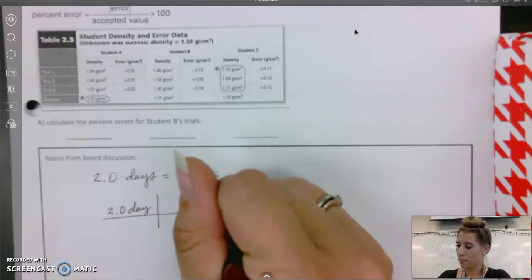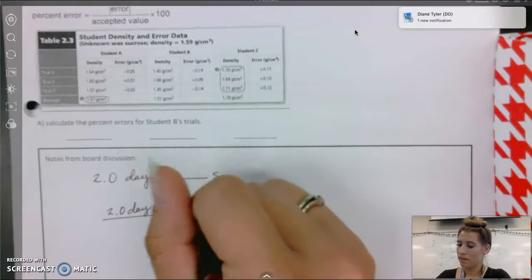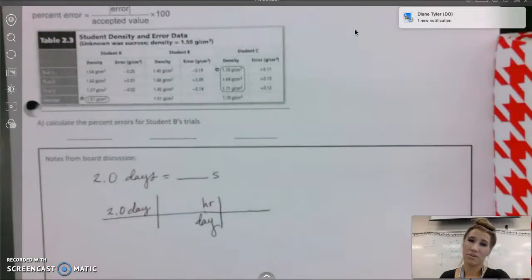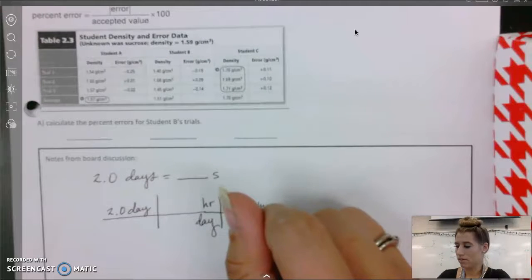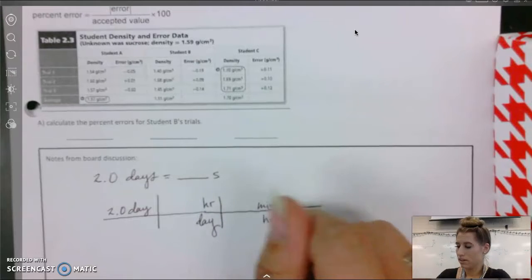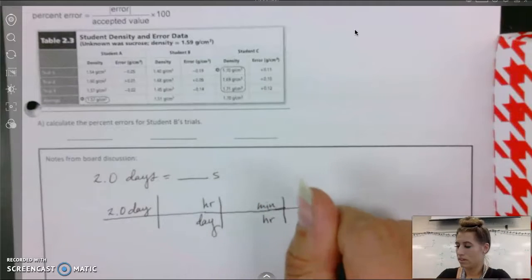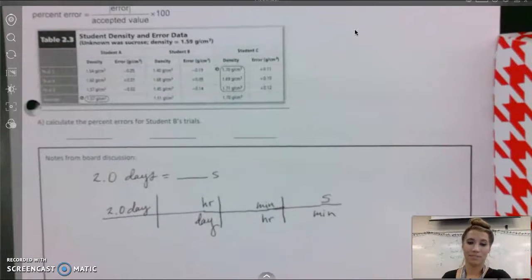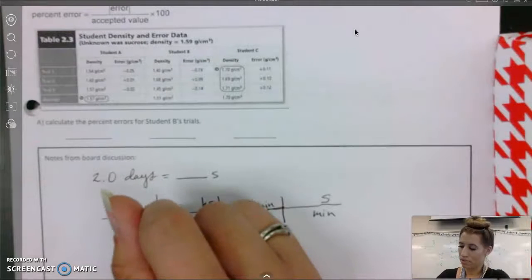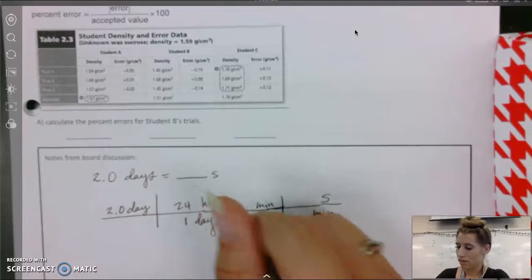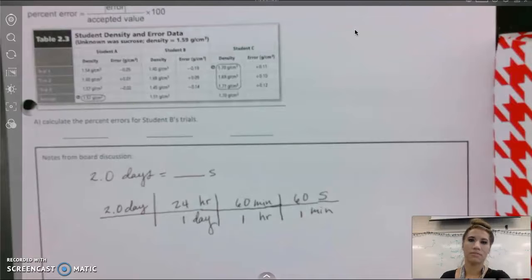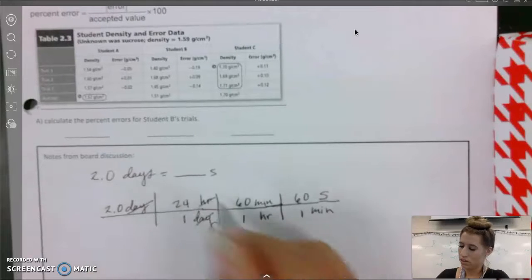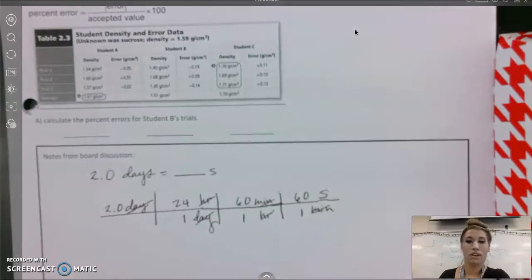Okay, so I can go from days to hours, but I don't know how many days are in a second. But I do know how many minutes are in an hour, and I also know how many seconds are in a minute. So I know that 1 day has 24 hours, and that 1 hour contains 60 minutes, and that 1 minute contains 60 seconds. And let's see if our units cancel and we do end with seconds. So days cancel, hours cancel, minutes cancel, and I am left with seconds.